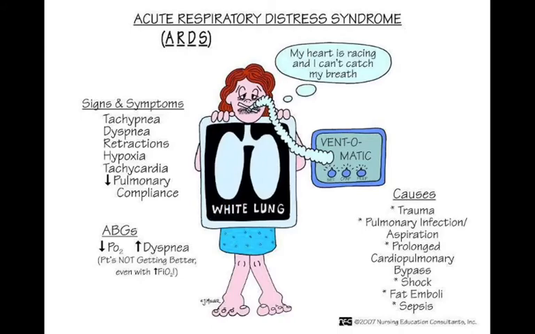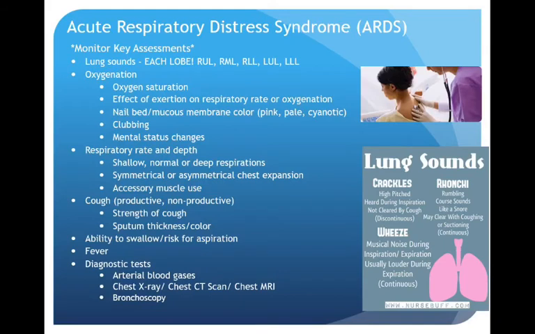This is another little summary slide of ARDS. The key assessments for any of these lung problems, and you'll see this slide is repeated for every single lung disease, because when you are looking at a lung assessment, you're going to be looking at your entire respiratory assessment. So make sure that you are doing a full respiratory assessment on anyone with a respiratory problem. Each lobe. Monitor each lobe, right upper, right middle, right lower, left upper, left lower, and listen in the front and the back of the chest so that you can really get a clear picture of what's going on in their lungs.